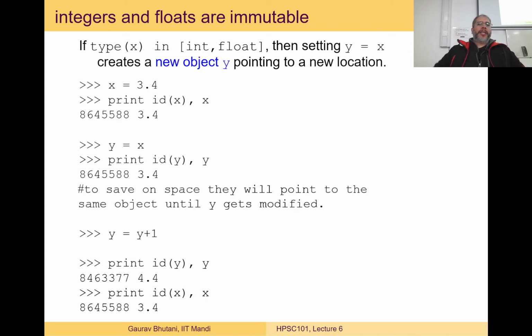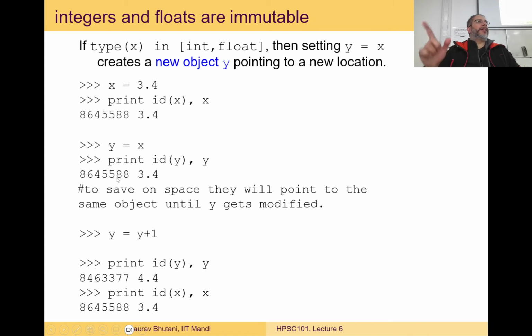As I said, unlike lists, int and float classes like this are immutable. That is, you cannot modify them. So there is an example here. I say x equal to 3.4. I print its ID and location and value. This is what I get. If I say y equal to x, then if I print its ID, I get the same thing.